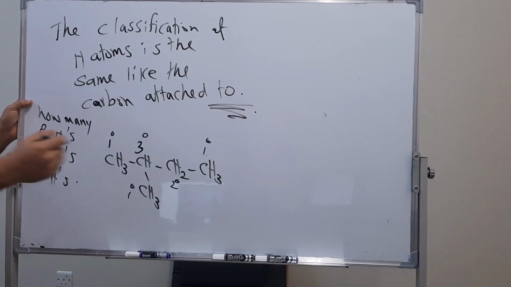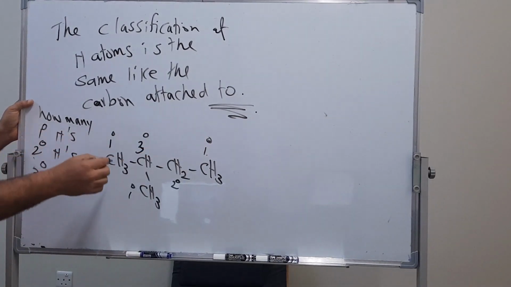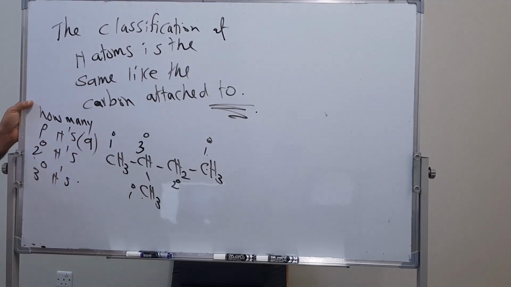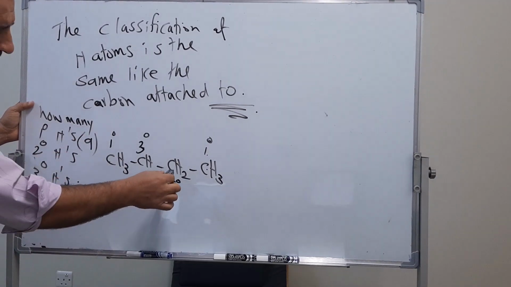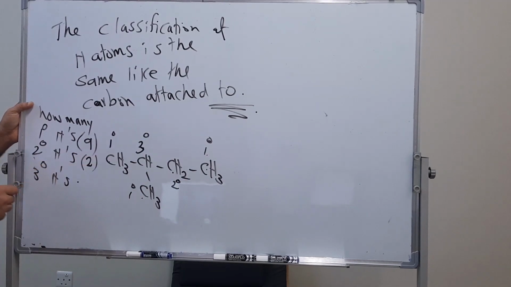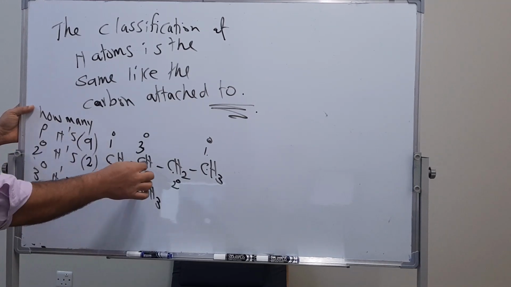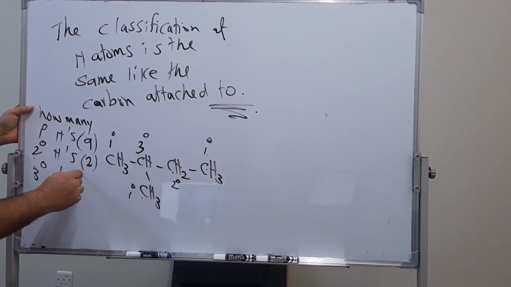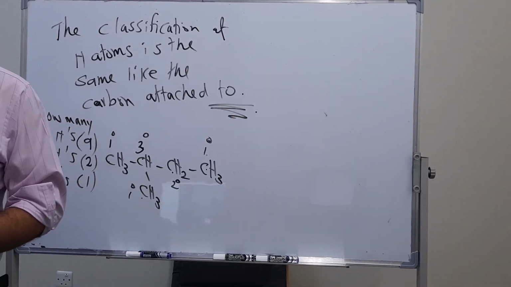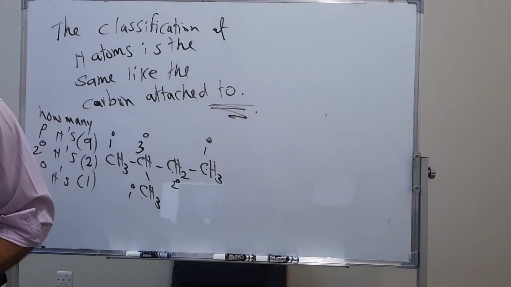Let's start with the primary hydrogens. We have 3 carbons which are primary, which means the hydrogens attached to them must be the same classification. So we will have 9 primary hydrogens. For the secondary, we will have only 1 carbon connected to 2 hydrogens, which means we will have 2 hydrogens which are secondary. In the tertiary, we will have only 1 carbon connected to 1 hydrogen, so we will have 1 hydrogen classified as tertiary. Is that clear?